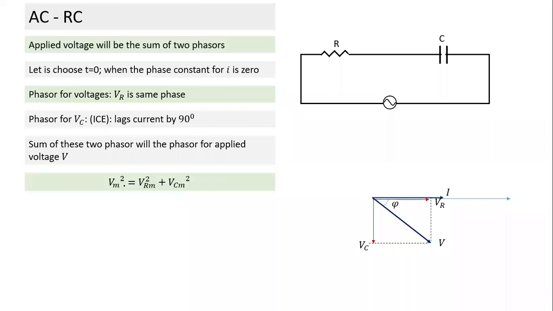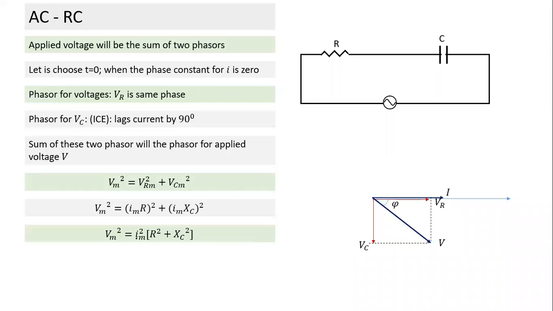The amplitude of applied voltage squared is equal to the amplitude of voltage across the resistance squared plus the amplitude of voltage across the capacitor squared. This comes from this triangle itself. Let's put those values. What is VRM and what is VCM? VRM is equal to Im into R, whole square, and the voltage across the capacitor is Im into XC. That's what we had done earlier in the previous slide. So that's what it is, and we take Im common.